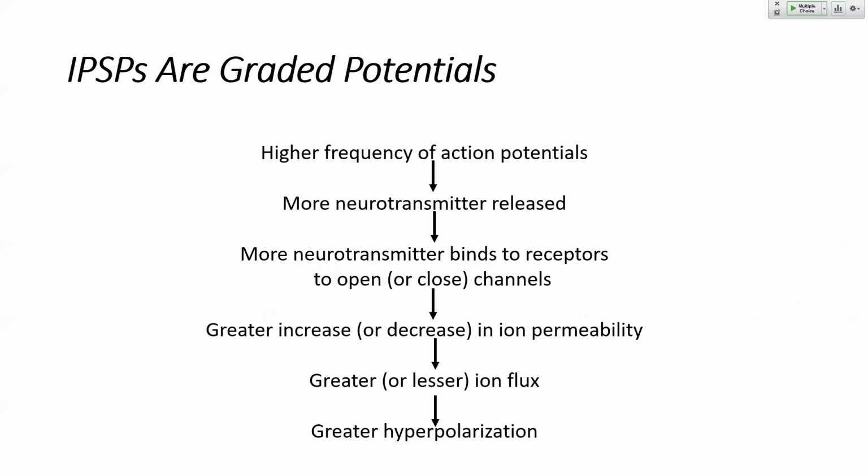Okay, so let's describe IPSPs here a little bit. So they're basically taking us away from an action potential. So a higher frequency of action potentials can stimulate more neurotransmitter to be released at the synaptic cleft. More neurotransmitter will cross the cleft and will bind to a channel, which will either open or close that channel. And then the greater or lesser ion permeability is what will then influence the movement of ions. And we know the movement of ions will lead to a greater hyperpolarization, okay? And we really want to stress here that hyperpolarization means it's going to be harder to fire an action potential under these circumstances.